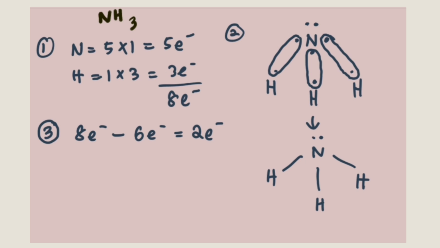But instead, we place the extra 2 valence electrons at the central atom, which is nitrogen. So, this is the final product. The type of bond in ammonia is a covalent bond.